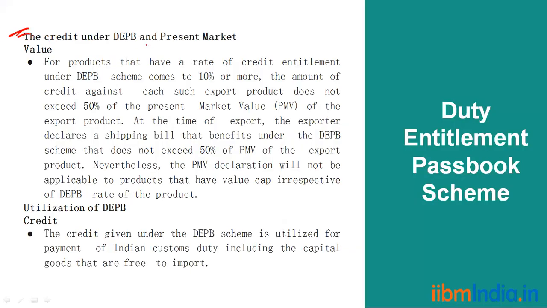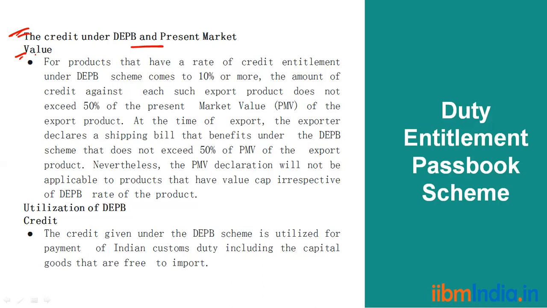Further, for products that have a rate of credit entitlement under the DEPB scheme of 10% or more, the amount of credit against each export product does not exceed 50% of the present market value of the export product. At the time of export, the exporter declares on the shipping bill that the benefit under the DEPB scheme does not exceed 50% of the PMV of the export product. Nevertheless, the PMV declaration will not be applicable to products that have been value capped, irrespective of the DEPB rate of the products.